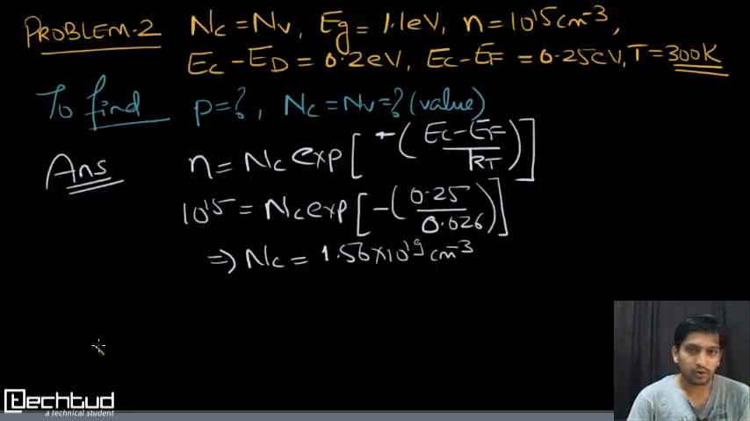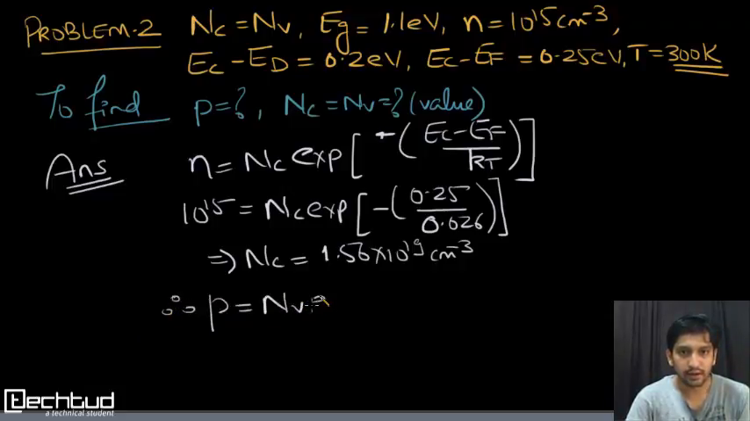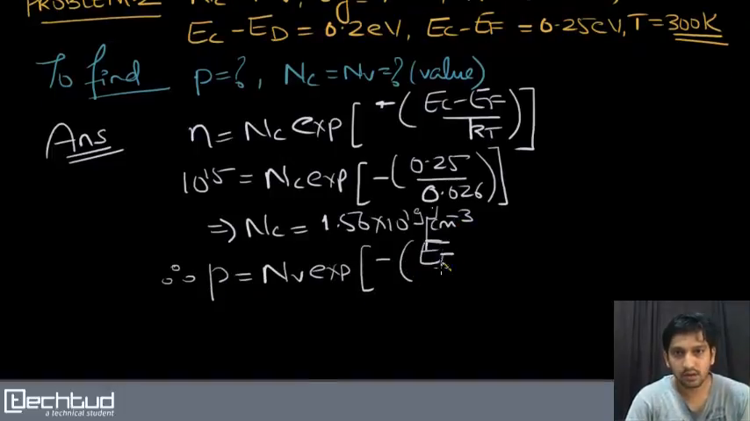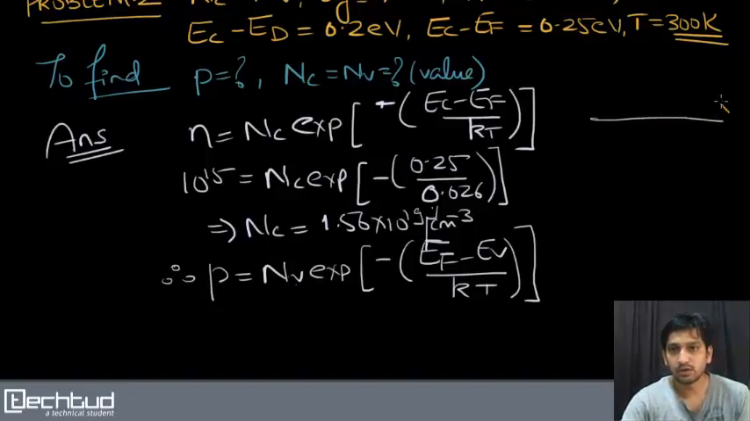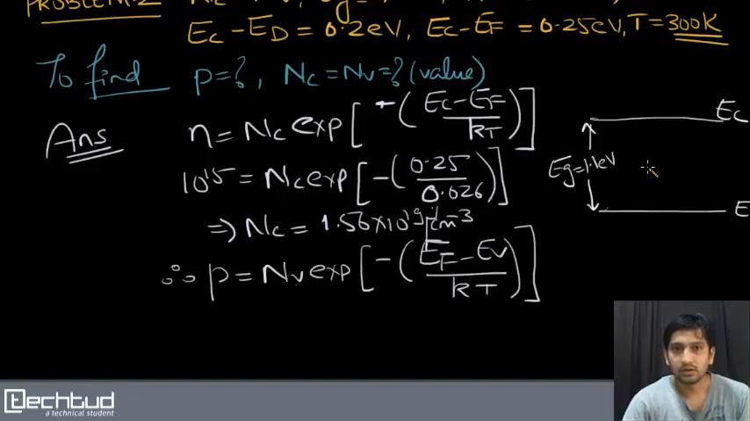Now you want to determine the concentration of holes. Therefore the concentration of holes is given by NV exponential of minus (EF minus EV) divided by kT. To figure out the EV value, we use the fact that NC is equal to NV. So let us draw the band gap. Suppose this is your EC, this is your EV. The difference between these two, that is EG, is 1.1 electron volt. The concentration of electrons is given to you, 10 to the power of 15 per centimeter cube, and the donor level is given to you, with a difference of 0.2 electron volt.